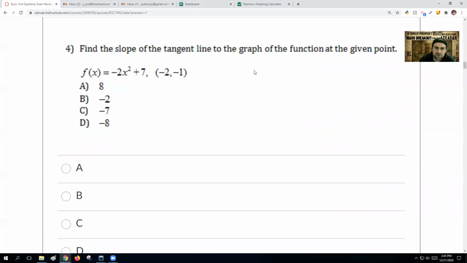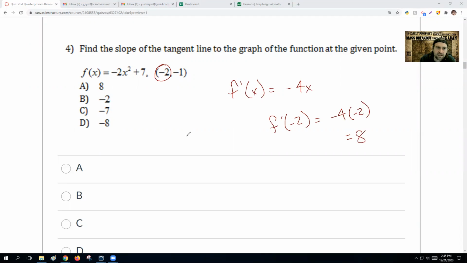All right, number 4, what's the slope of the tangent line to the graph? So to find the slope of the tangent line, we take the derivative of negative 2x squared, which would be negative 4x. That'd be it, the 7 goes away. And we're going to plug in the x value. So f prime of negative 2 would be negative 4 times negative 2, and that would be 8. That's choice A.